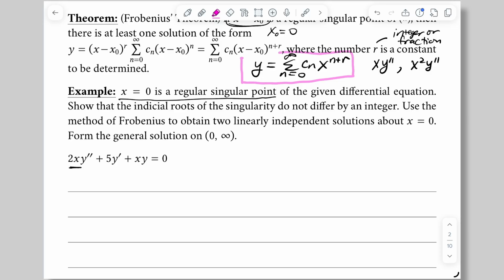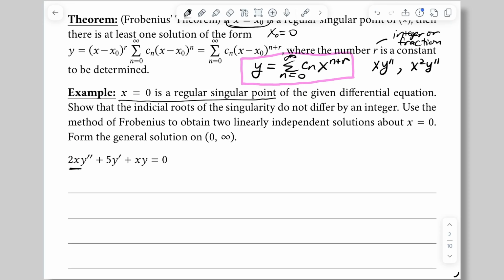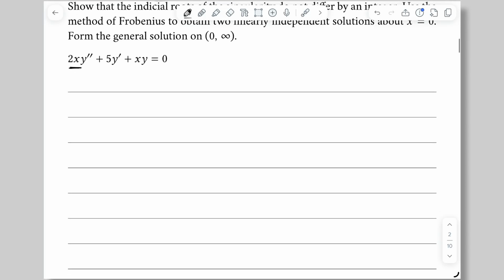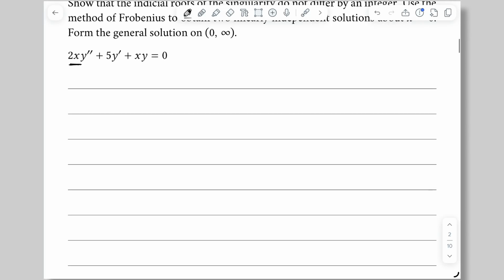For our purposes, that means our form of solution is going to be y equals the sum as n goes from 0 to infinity of c sub n x to the n plus r. That plus r is different from the previous set of videos, and it exists because x equals 0 does zero out the y double prime term. Right now I don't want to look at the rest of the directions. We'll look at them later, but I just want to show you what the method of Frobenius looks like.